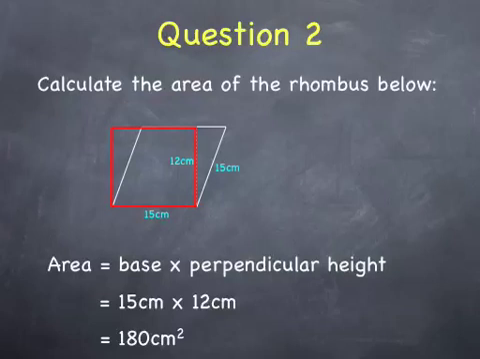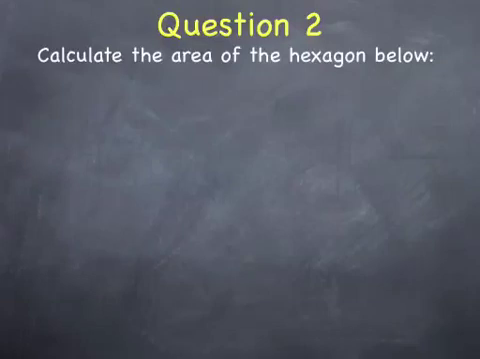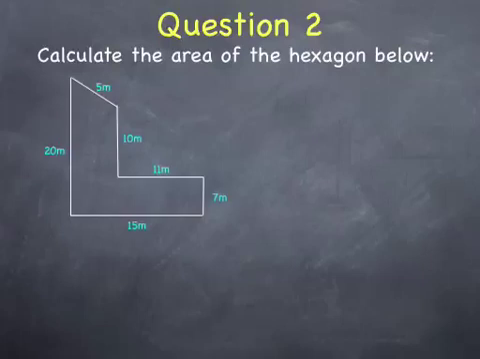Okay, that's question 2. Question 3 now. It doesn't say question 3, but I'm sure you're okay with that. Question 3. Calculate the area of the hexagon below. It's a hexagon because it's got 6 straight sides. It's an irregular hexagon. Pause and press play when you've worked it out to see the solution.